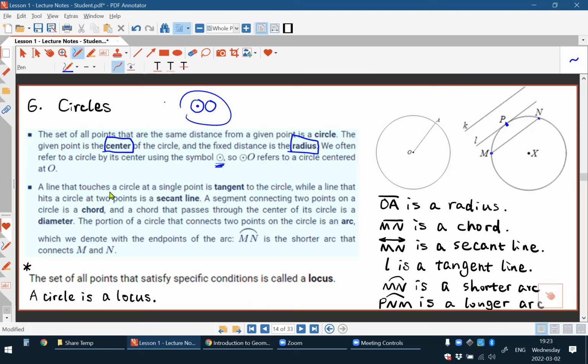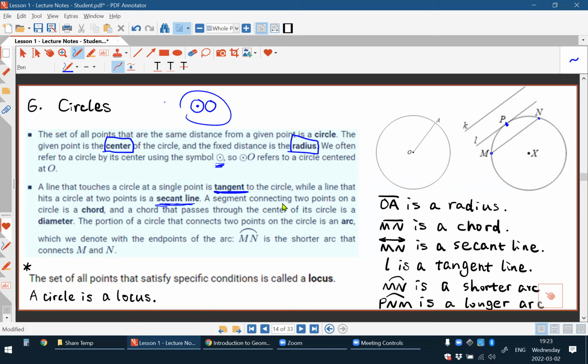If a line touches a circle at a single point, then this line is called tangent to the circle. Okay, this is the concept of tangent. While a line that hits a circle at 2 points is a secant line. So there's another concept called secant. Can you see the difference? Tangent means touches at only 1 point. Secant means there are 2 intersection points.